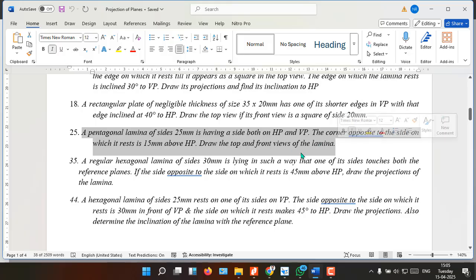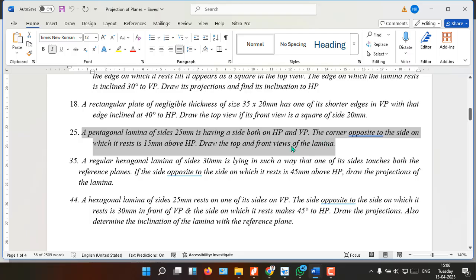To go with the problem, a pentagonal lamina of side 25 mm is having sides both on HP and VP. The corner opposite to the resting side is 15 millimeter above HP. Draw the top and front view of the lamina.